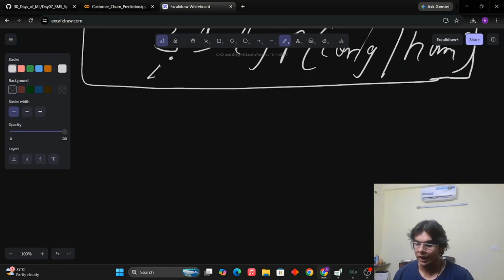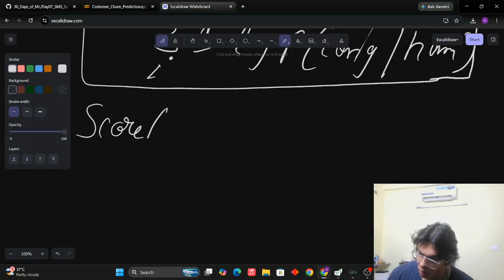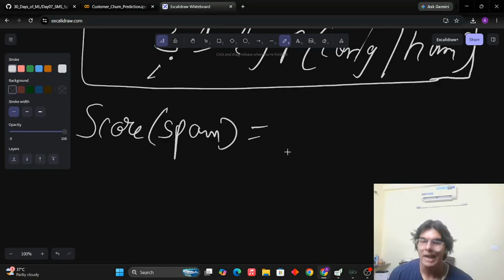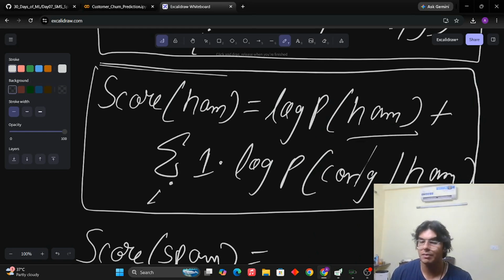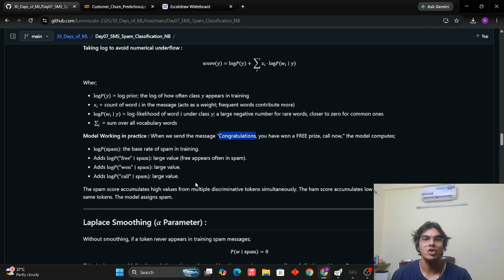Similarly, we are going to be calculating the score for spam as well. The score of spam, and then we are going to write everything down for ham except that we replace ham with spam here and here. Now when we get these two scores, whichever score has the higher value is the one where we assign the label. So if the spam score has the higher value, it means that this message is a spam message, this message that we chose right here. Otherwise we can say that this message is a ham message. This is how the model works.